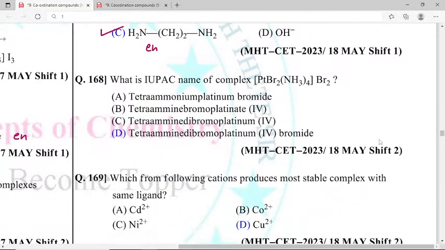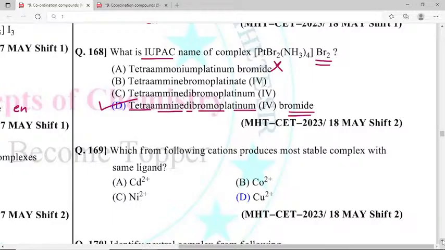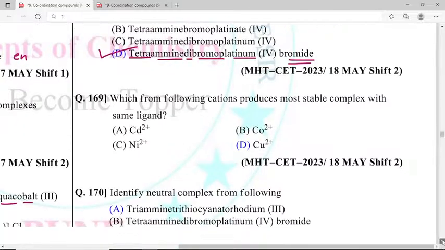What is the IUPAC name of complex Pt(Br)2(NH3)4 Br2? So it's a tetraamine dibromo platinum. This is wrong actually. That's outside the coordination sphere. It should be written as a bromide. Okay, so this is bromide. There is no oxidation state, so this is not correct. If oxidation state is not there inside the bracket, this is not a correct IUPAC name.